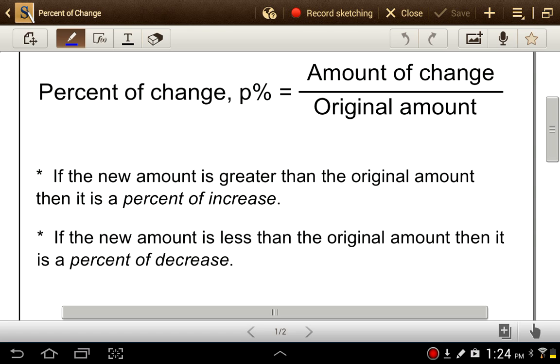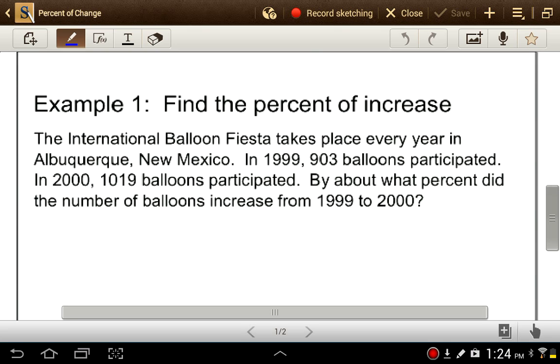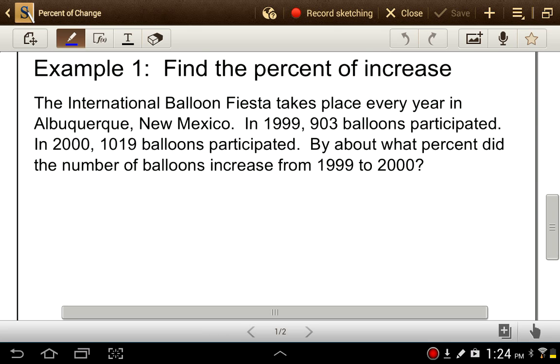Okay, I'm going to move on to the next slide. Got 3 examples today. In our first example here, we're going to have a percent of increase. We have our balloon fiesta. In 1999 we had 903 balloons, and in 2000 we had 1,019. So what is the percent of increase? What was our percent of change there?